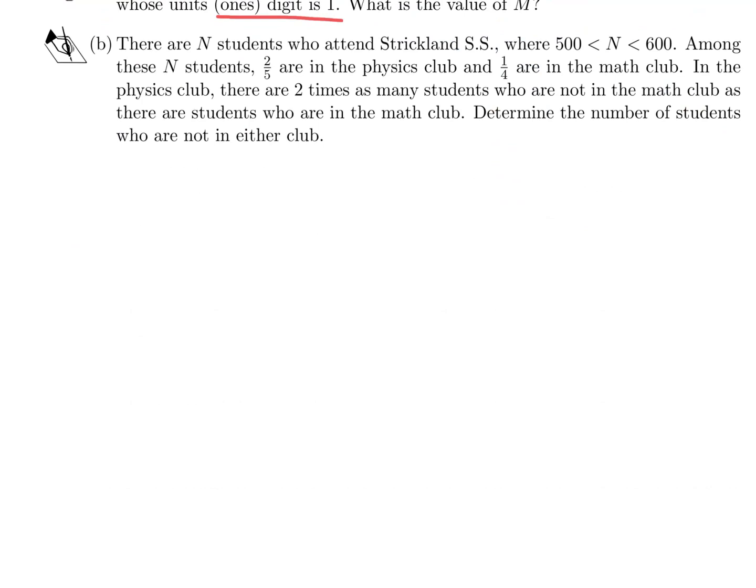There are N students who attend Strickland Secondary School, where N is between 500 and 600. Among these N students, 2 over 5 are in the physics club and 1 over 4 in the math club. In the physics club, there are 2 times as many students who are not in the math club as there are students who are in the math club. Determine the number of students who are not in either club.